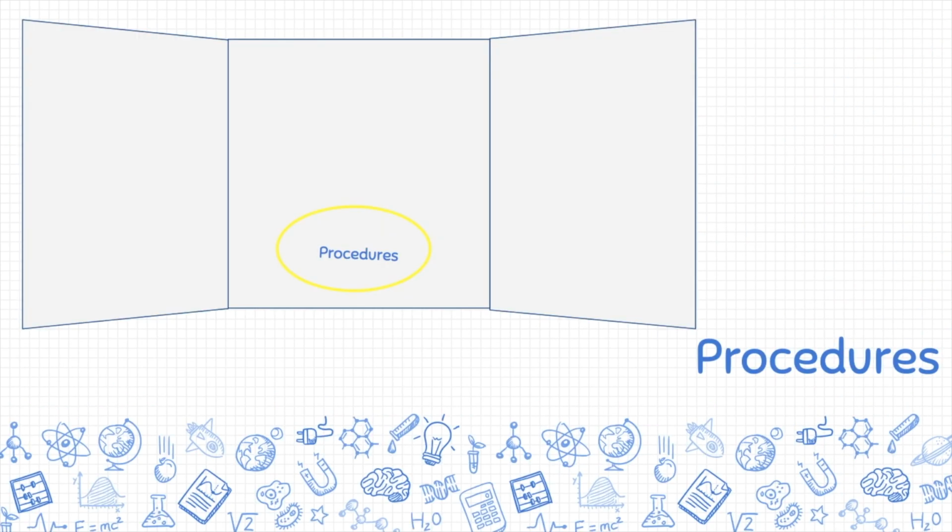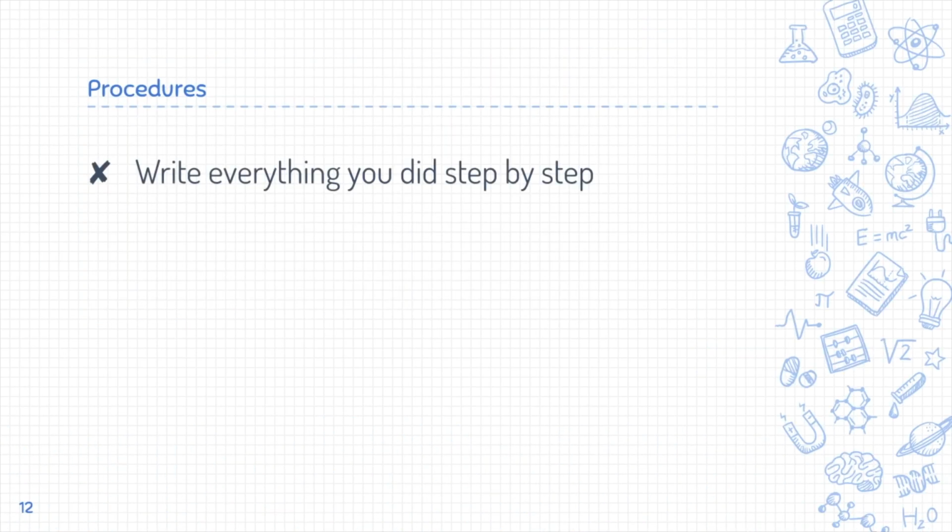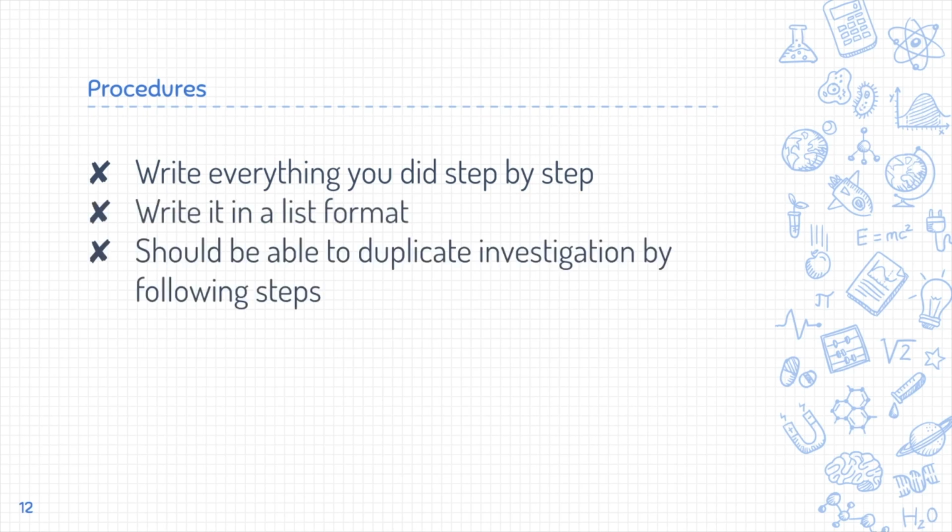Your procedures are going to go underneath your variables. It's simply you just write down step by step what you did. It has to be in a list format. If someone were reading your procedures, it should be clear enough that if they followed it step by step, they would do the exact same investigation as you.